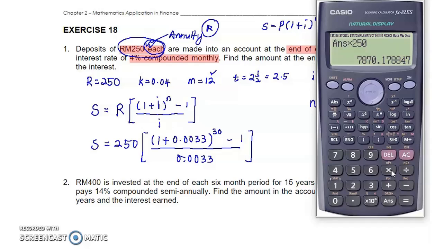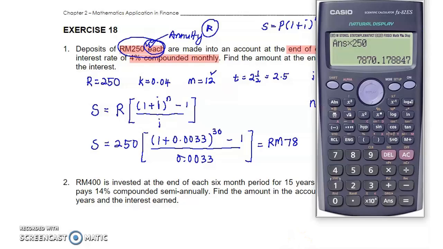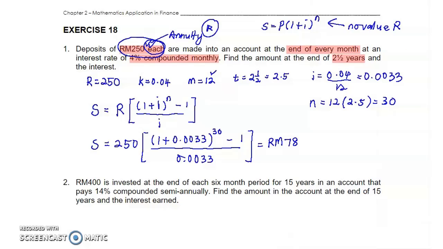So now S equals RM 7870.18. So S equals RM 7870.18. That is the amount at the end of 2.5 years.